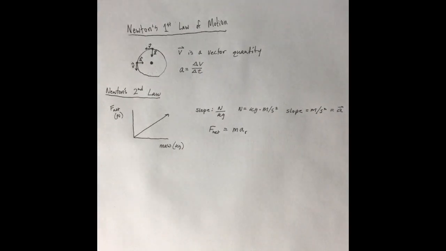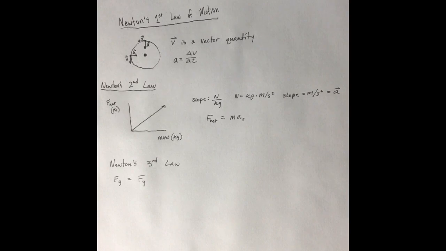There is a linear relationship between F net and mass, and the slope of this line is equal to acceleration. So F net is equal to m a_r, where a_r is equal to the radial acceleration. By using Newton's third law of motion, we know that the force of gravity that the star exerts on Kepler-11f is equal to the magnitude of the force of gravity that Kepler-11f exerts on its star. Next, we will investigate gravity.